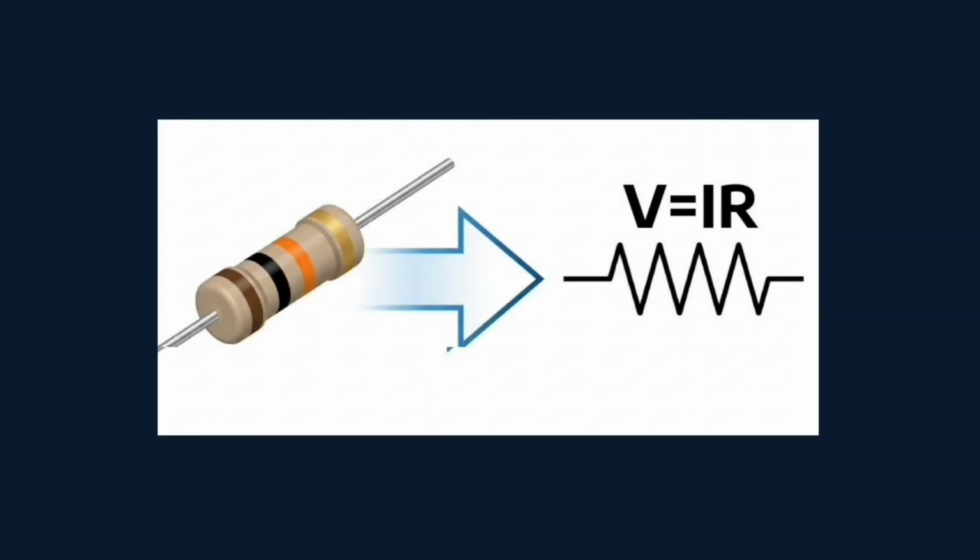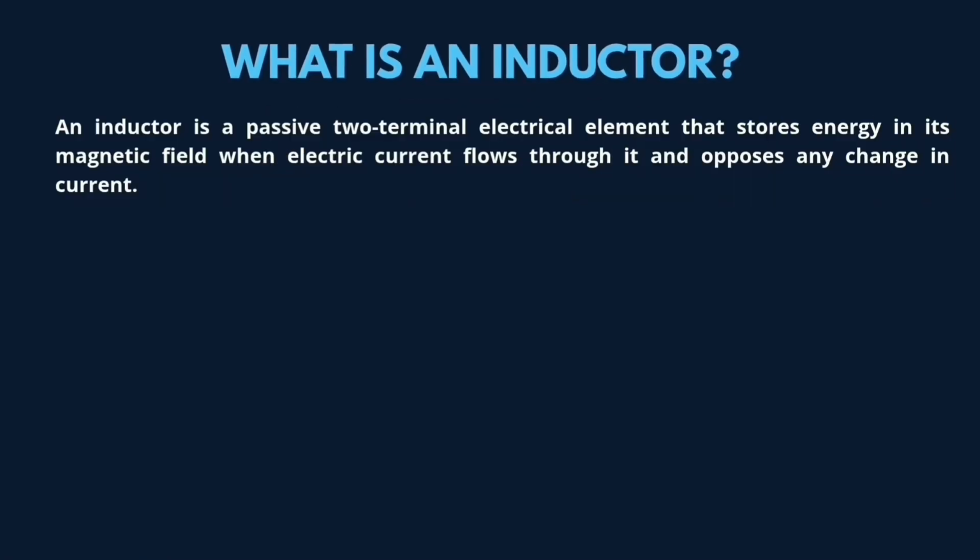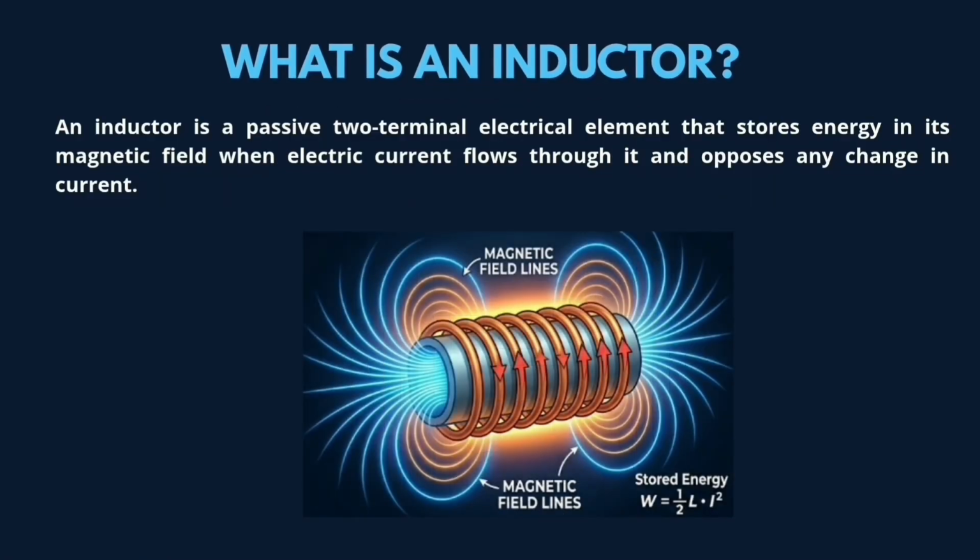Until now, we saw a component that simply opposes current. Now let's study a component that stores energy and opposes changes in current. That is the inductor. An inductor is a passive two-terminal electrical element that stores energy in its magnetic field when electric current flows through it and opposes any change in current.